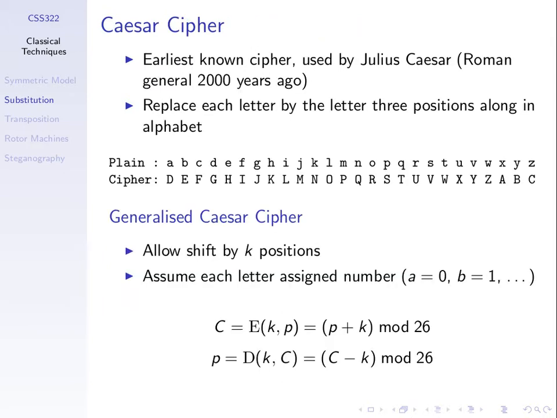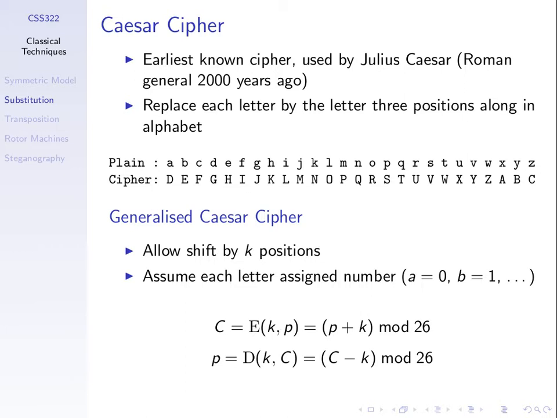Let's go through the first example, the Caesar cipher, supposedly used by Caesar, a Roman general, a long time ago, to send secret messages to his army so that the others would not be able to intercept and find out the instructions. We have an alphabet with the 26 English characters. The original Caesar cipher takes the input plain text letter, and the ciphertext is that plain text letter shifted to the right by three positions. So if the input plain text letter is A, the output ciphertext is D, because D is 1, 2, 3 positions along in the alphabet.